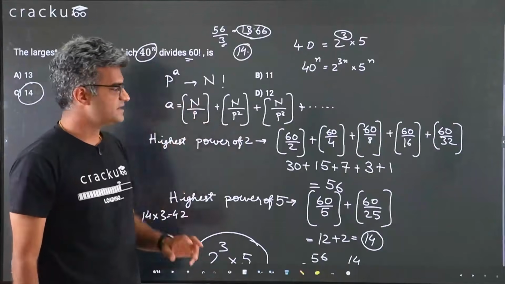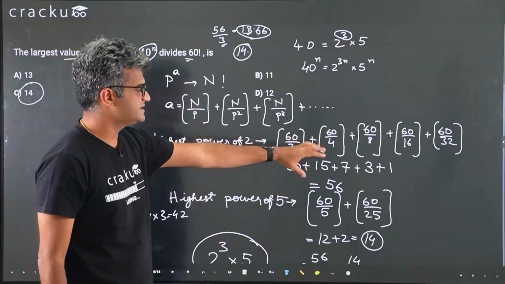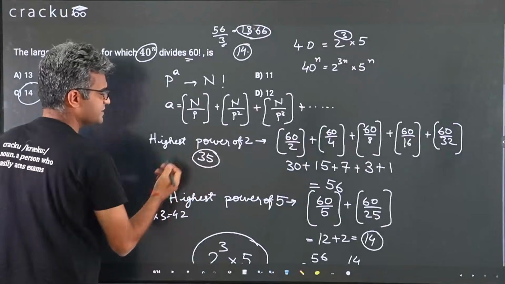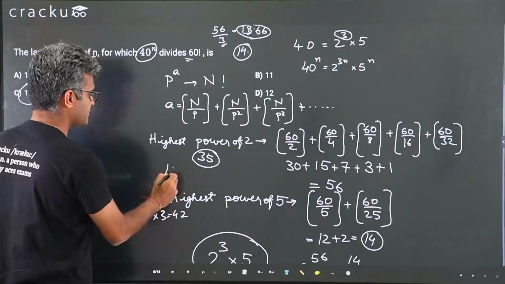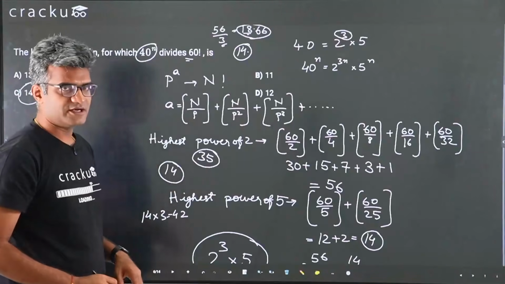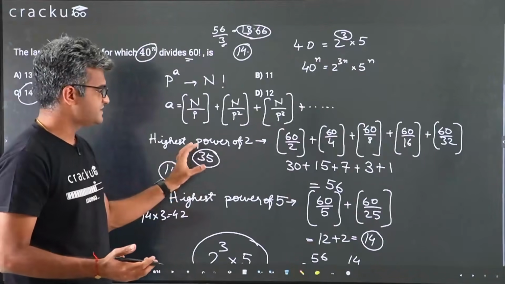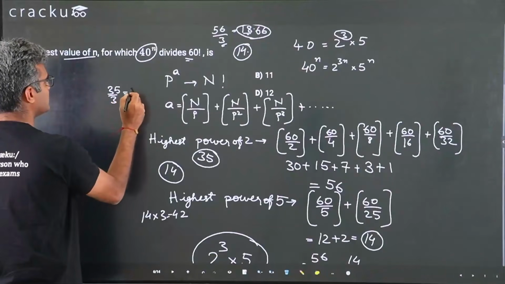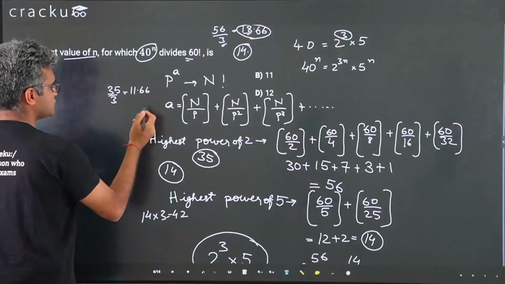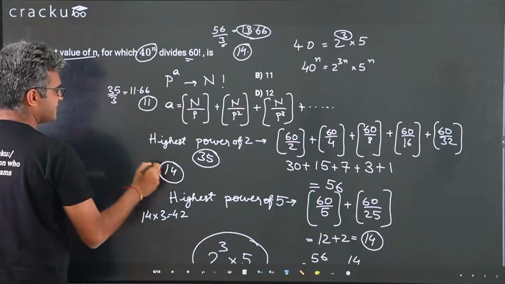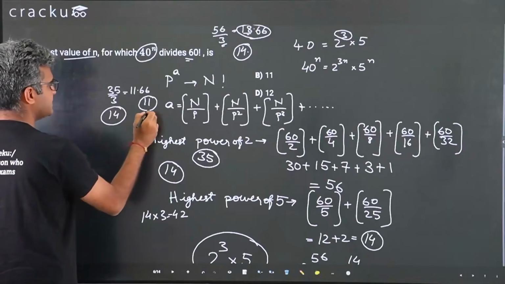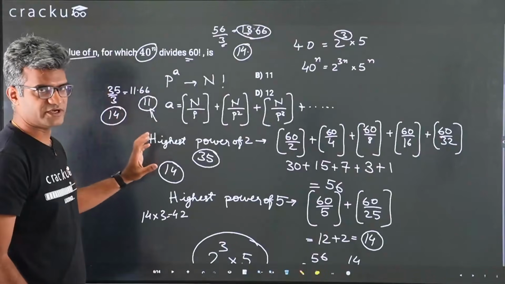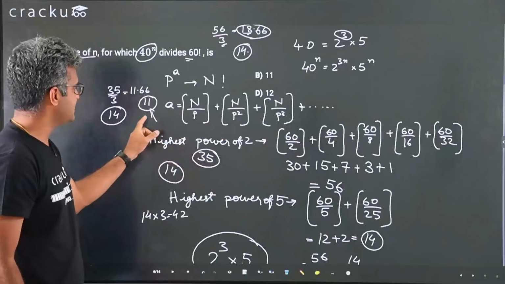For example, suppose the highest power of 2 is, instead of 56, 35, in a different example, and the highest power of 5 is 14. Now if you are trying to calculate the highest power of 40 which divides this particular number, you divide 35 by 3. You are going to get 11.66, so the integer part is 11. For 5, it is 14. Which of these two is lesser? 11 is lesser. So in that hypothetical case, we would have said that the highest power of 40 which divides this given number will be 11.